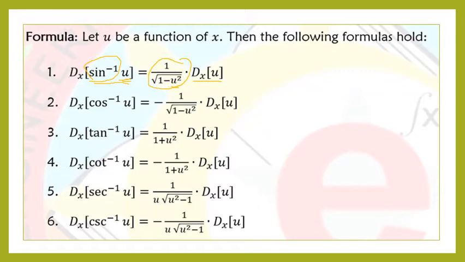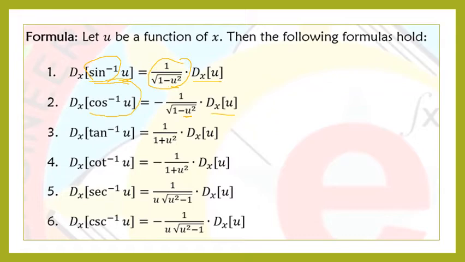In formula number 2, the derivative of cosine inverse u, or arccosine, is equal to the negative of 1 over the square root of 1 minus u squared times the derivative of u. This means that once you have applied the formula, you multiply again by the derivative of the function u.